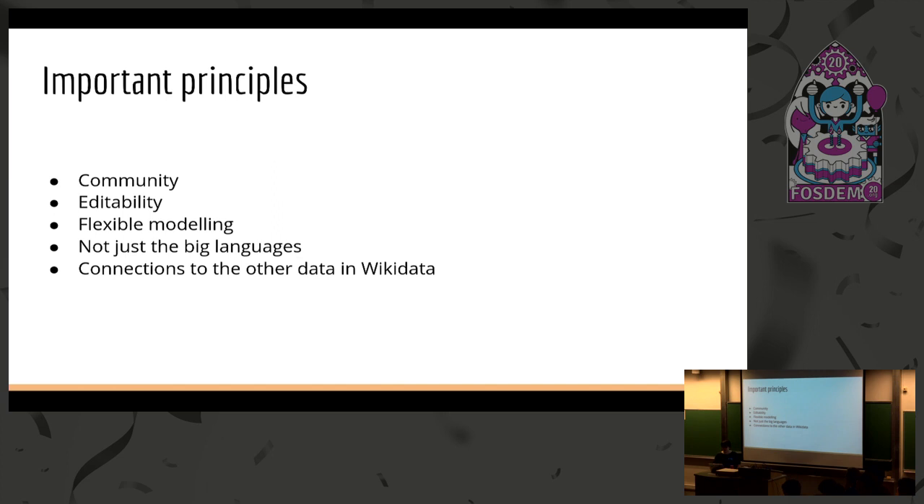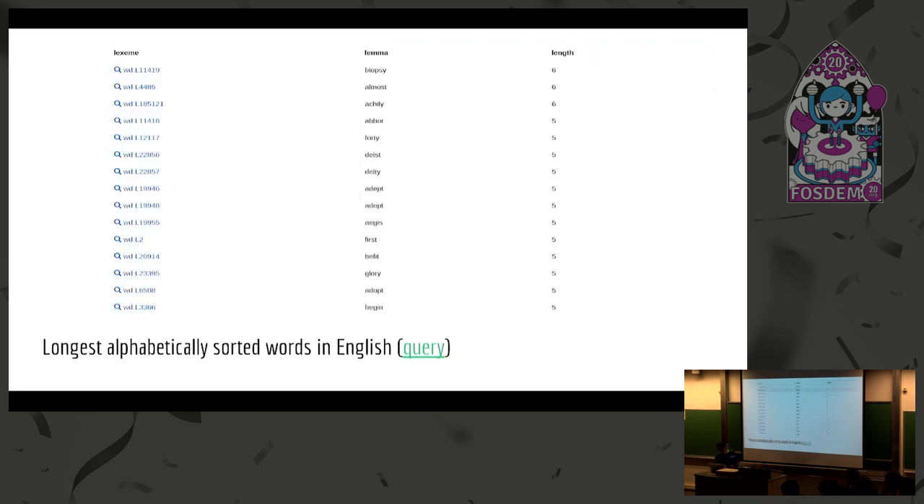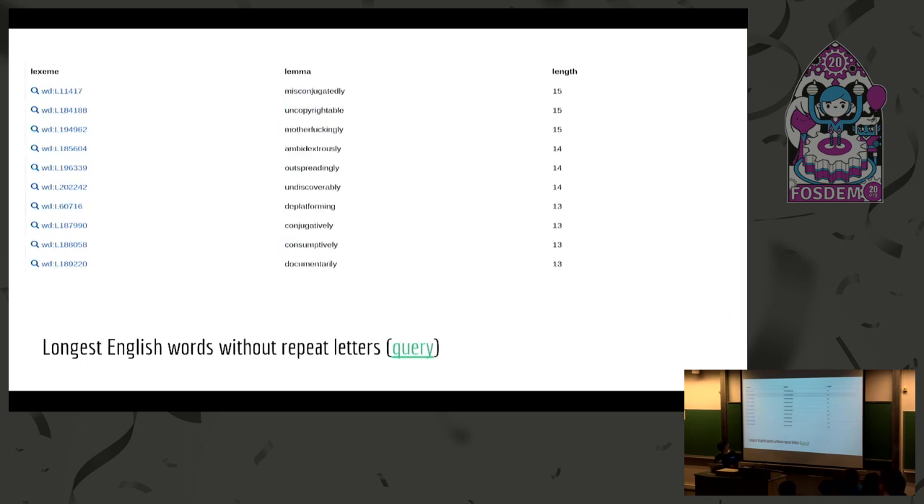Speaking of queries, once you have that data, you can, just like all the other stuff in Wikidata, write SPARQL queries to analyze the data, make visualizations, and so on. So one thing I did was write a query for the most common first letter in English words that we currently have. Apparently that's S. Or the longest words in English that we have that are alphabetically sorted. So the letters in the word are sorted as they are in the alphabet. Or the longest words that do not have a repeat letter.